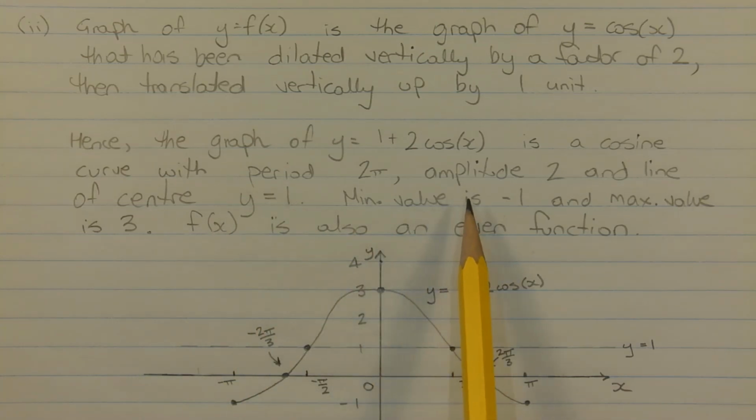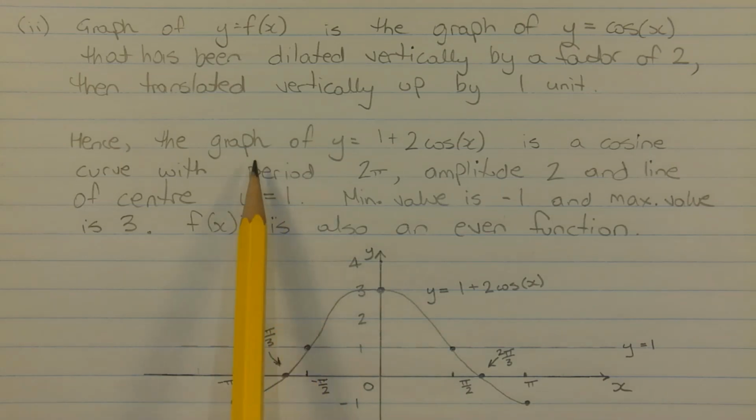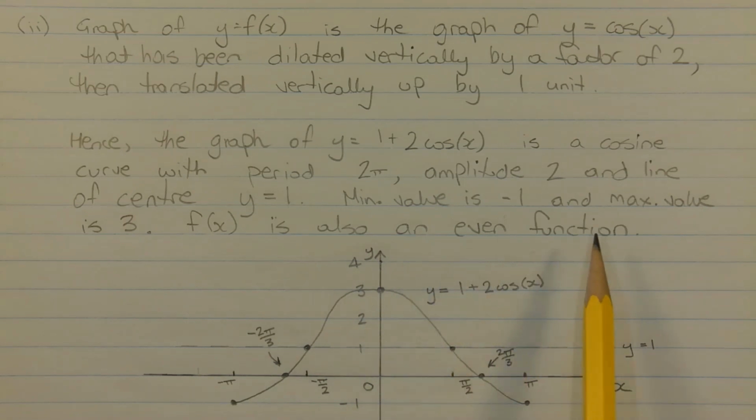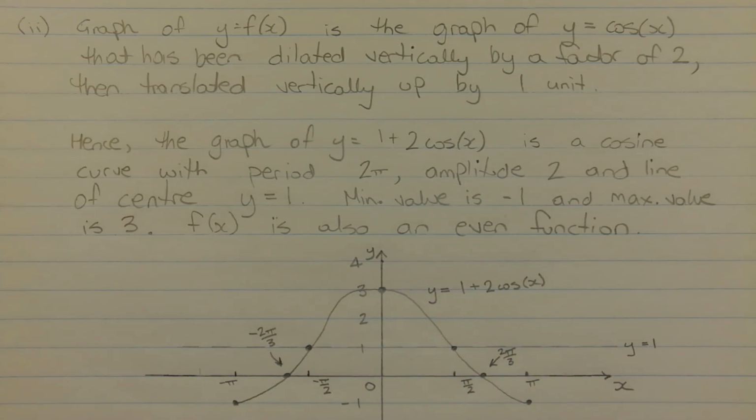Now the minimum value is negative 1 and the maximum value is 3, and we get that by adding and subtracting the amplitude from the line of center. Also note that f of x is an even function. That means it's symmetrical in the y-axis.